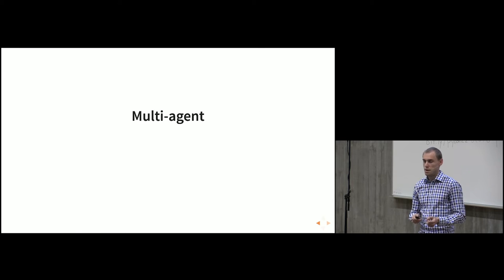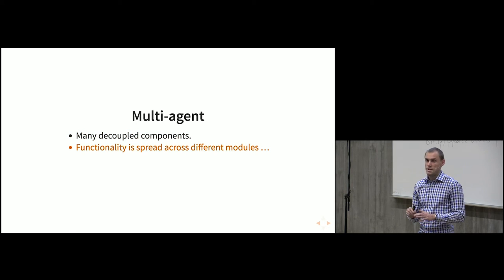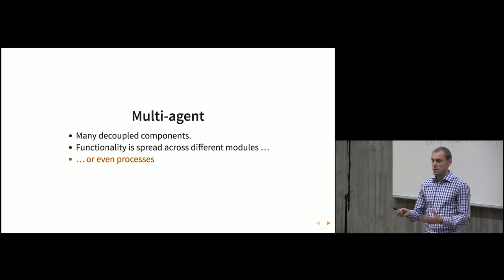And finally, multi-agent. That means the platform is composed of many components that often work separately, independently of each other. So functionality is spread across a lot of modules and classes and so on, or even processes. So maybe we have a slow machine learning prediction algorithm that takes a couple hundred milliseconds to produce an output. We run it in a separate process, and our platform communicates with it over Kafka, which is a messaging broker.